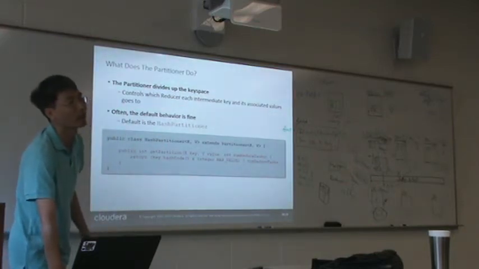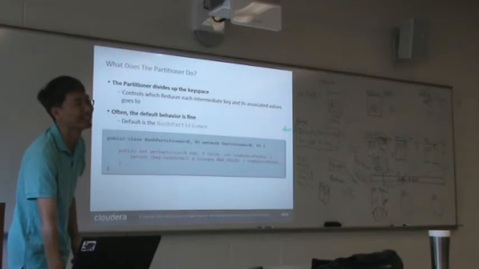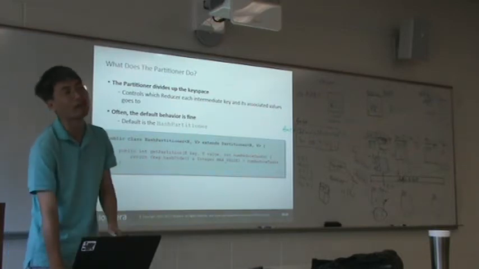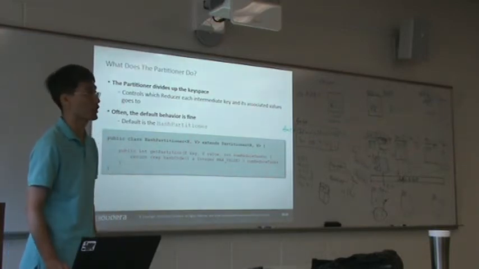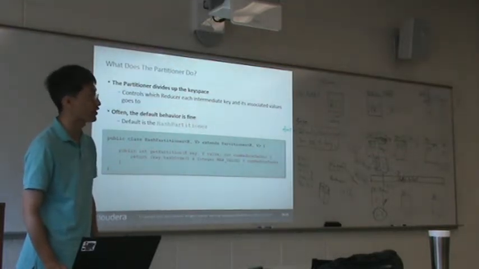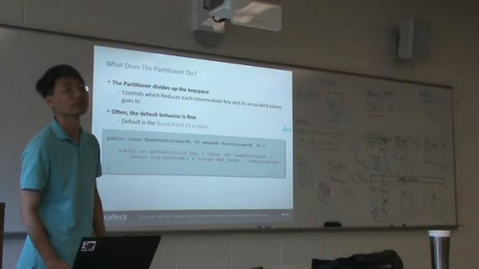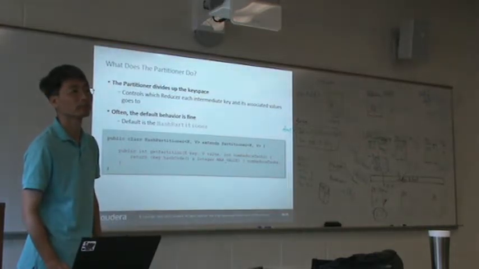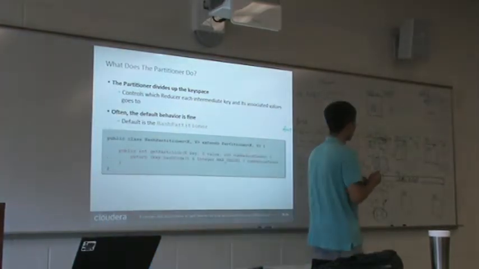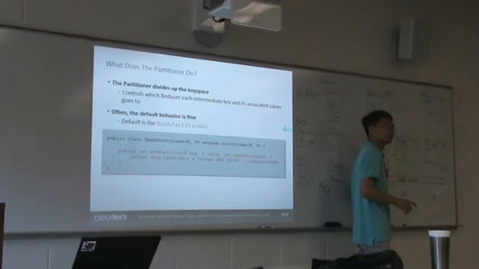And this is my common question: what is hash? You need to look up your algorithm book to see what a hash is. Hash is frequently used in computer science, but not many computer science students know about it. So this is the part of assigning which reducer the intermediate data should go to.